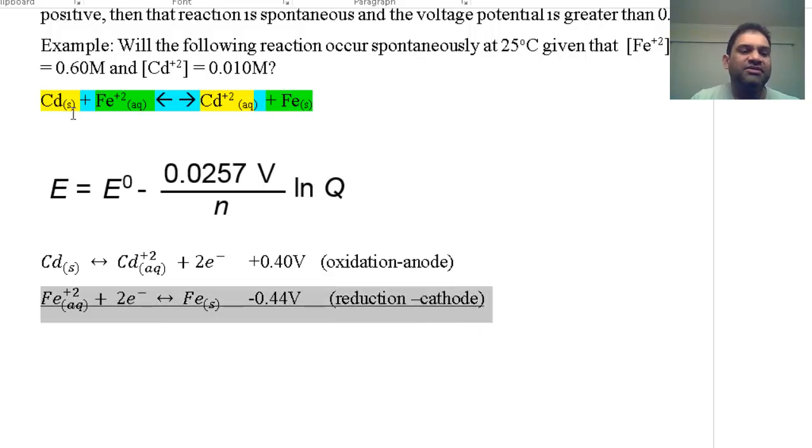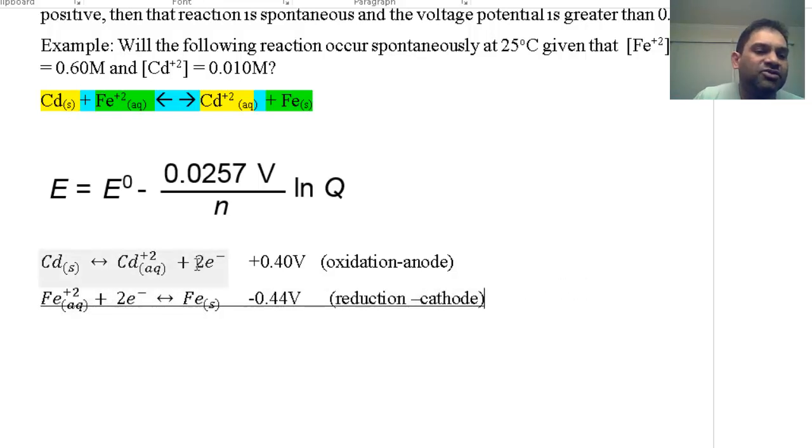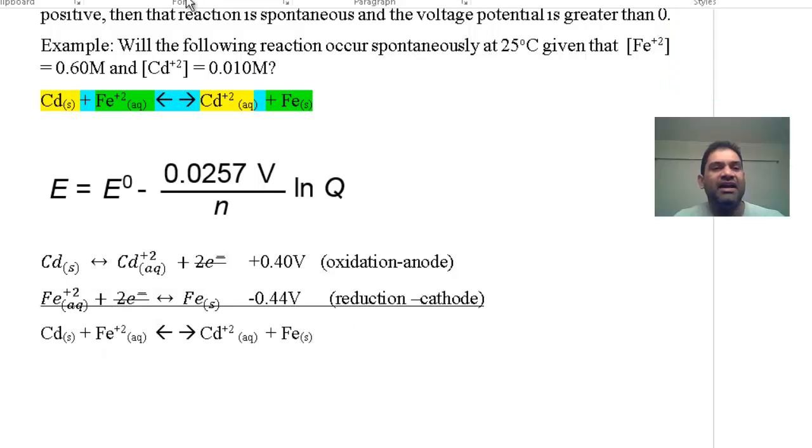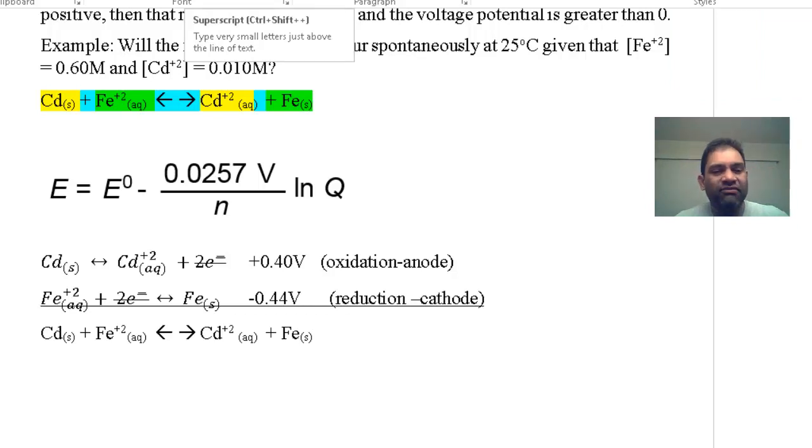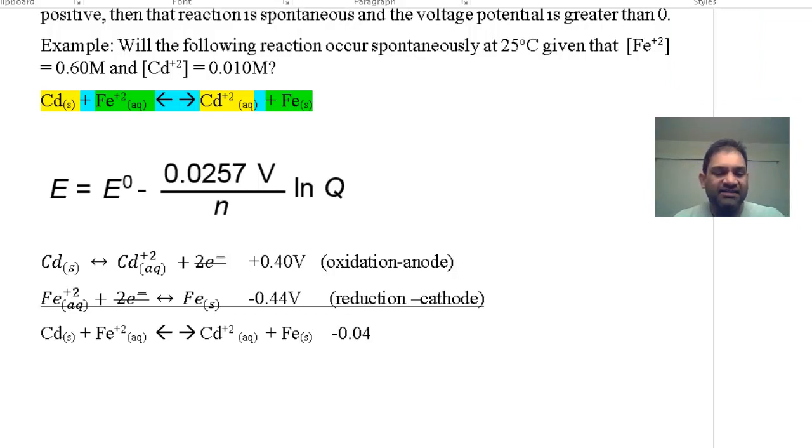This is a 2 electron transfer reaction where 2 electrons are being lost here by cadmium, which is being oxidized. And those 2 electrons are being gained by Fe plus 2, which is being reduced to Fe solid. And our resulting voltage will be 0.4 minus 0.44, so it's going to be minus 0.04 volts. So a reaction that is under standard state will be endergonic, won't happen under standard state. Let's figure out what Q is.